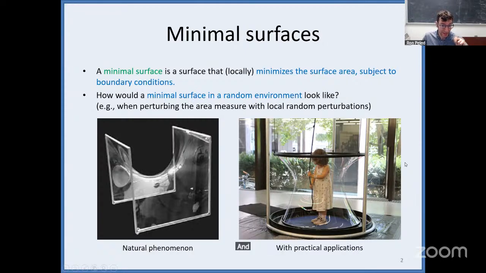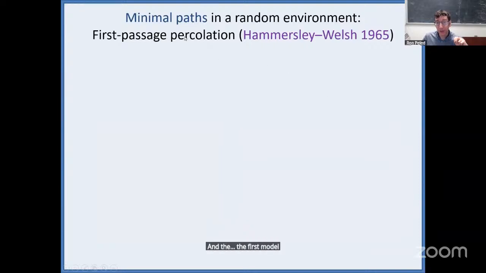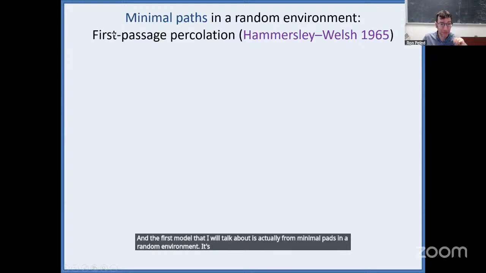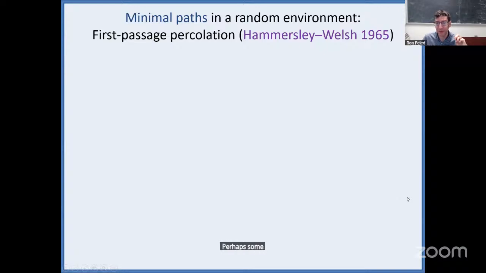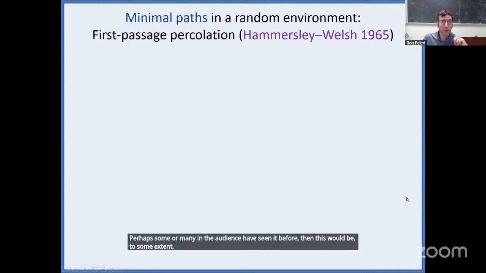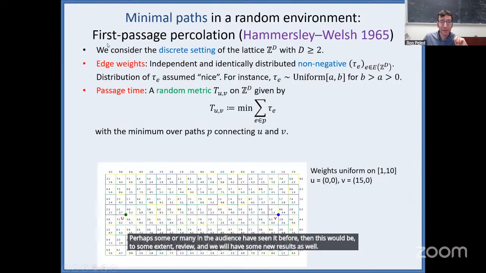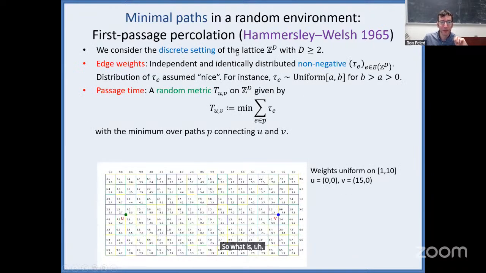The first model that I will talk about is actually for minimal paths in a random environment. It's a very familiar model, first passage percolation. Perhaps some or many in the audience have seen it before. Then this would be to some extent review, and we will have some new results as well. So what is first passage percolation? Let's go directly to the picture.